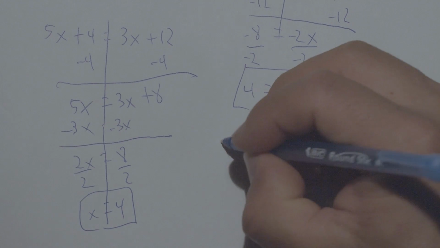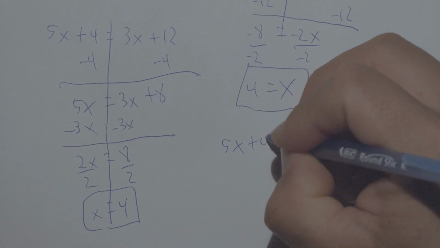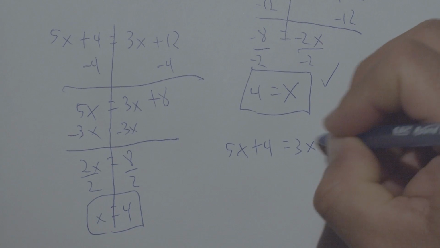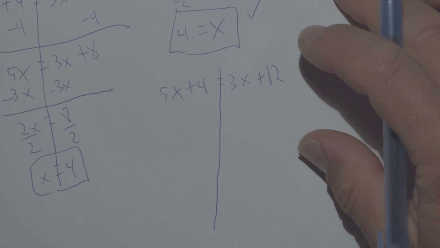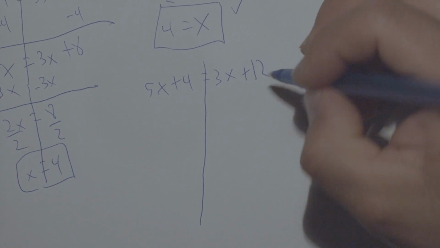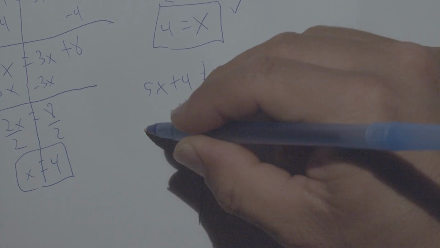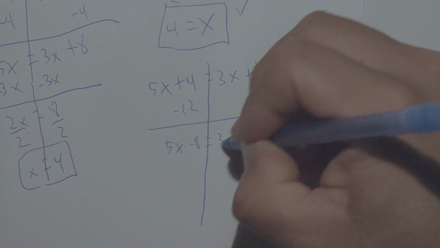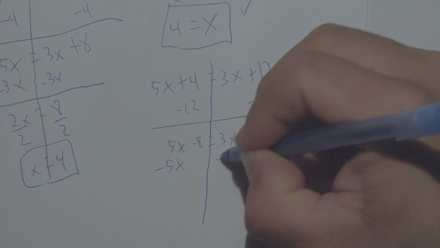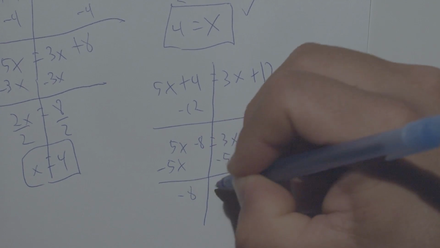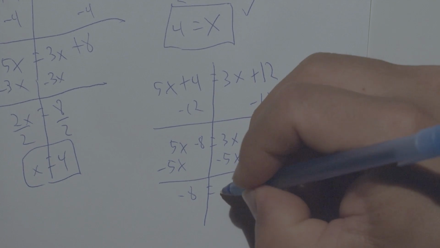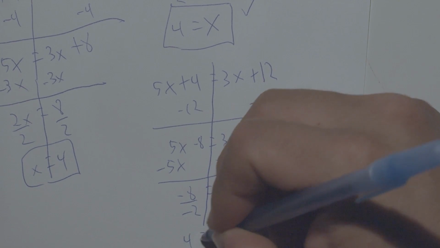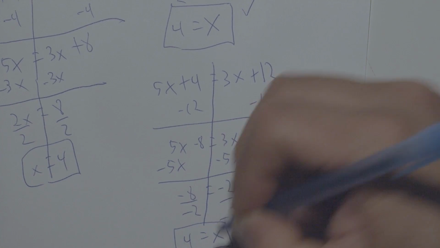And then lastly, if you wanted to, you could actually subtract 12 from both sides as a first step. I think that's the only one we haven't done, right? So I can make that disappear by subtracting 12 from both sides. So 5x minus 8 is equal to 3x. I'll subtract 5x from both sides. So negative 8 is equal to negative 2x, and then dividing both sides by negative 2. Positive 4 is equal to x.